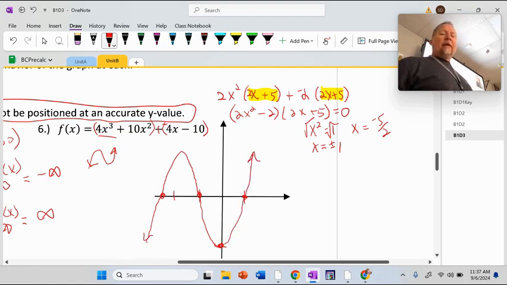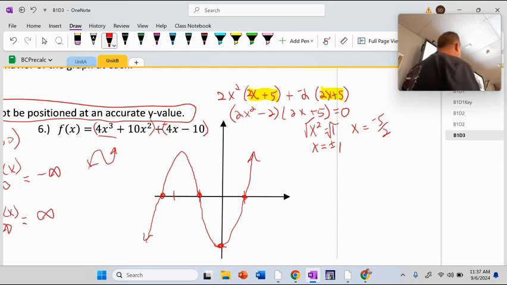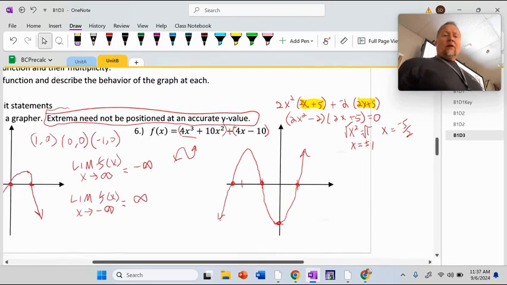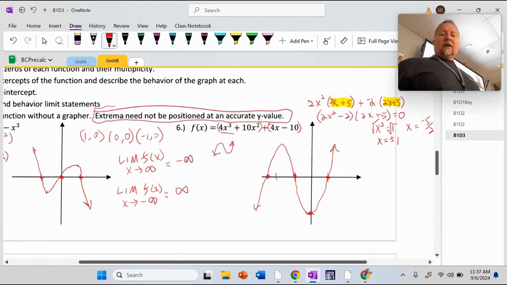I'm going to make a guess that it is and make it the extreme, but it doesn't matter. It's not what you have to do. I'm just making a point there. All right, so the y-intercept is (0, -10). That just comes from plugging that in.